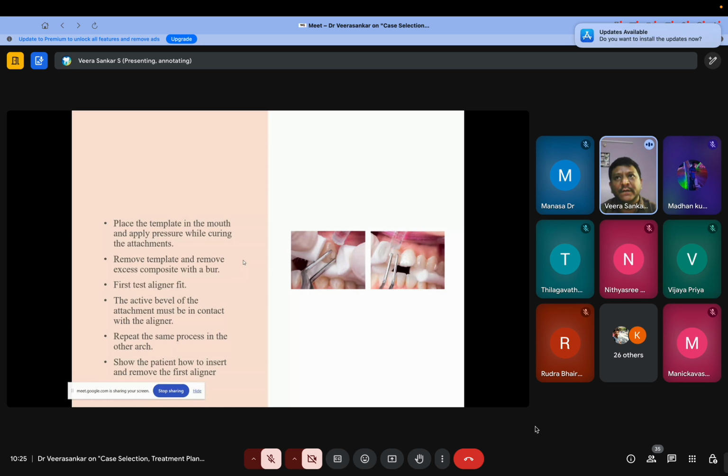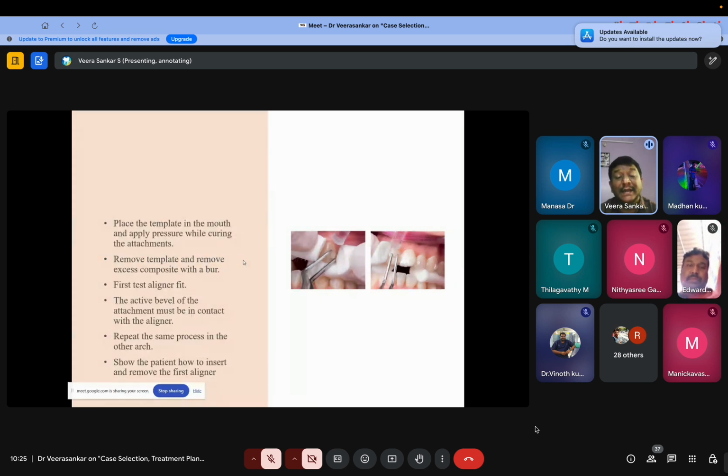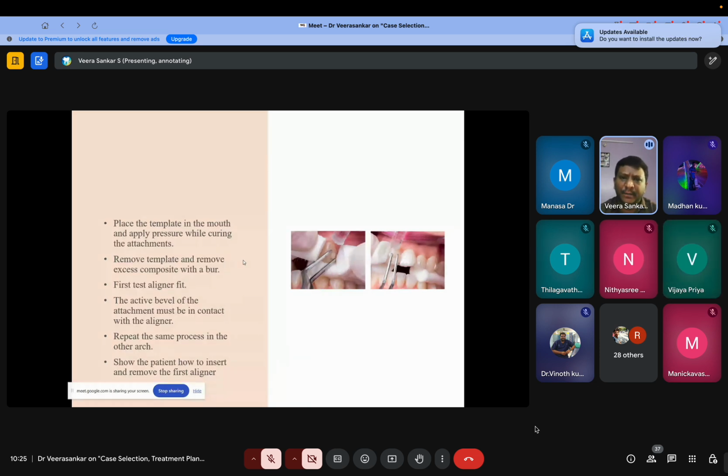Then go ahead with the first fit of the aligner. What I personally do is, before placement of the attachments, I just deliver the aligner. Ask the patient to remove and insert the aligner again. Let them use it for 1 week, because aligner being a plastic material, it will be very stiff for the first few days. So soon after the placement of the attachments, the aligner will become even stiffer, and difficult for the patient to remove and insert. So in my practice, I deliver the aligner on day one, and I recall them on day 8 to place the attachments.